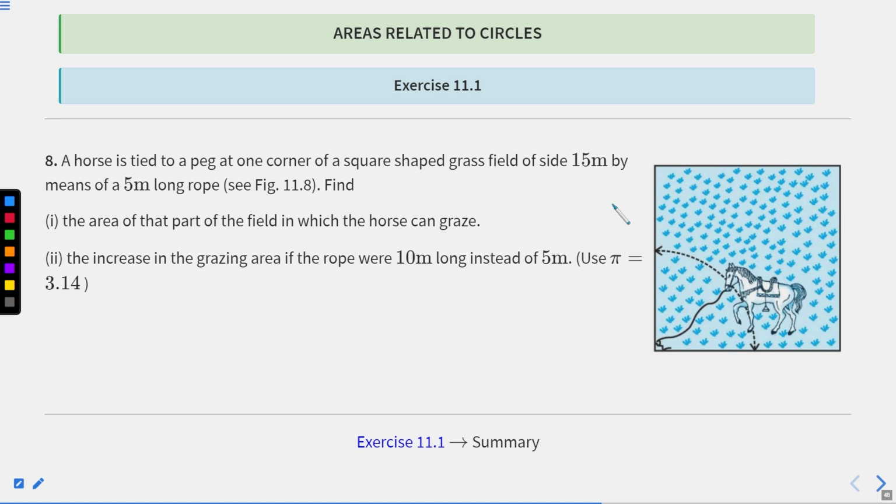Now let us move to question number 8. In this question, it says a horse is tied to a peg at one corner of a square shaped grass field of side 15 meter by means of a 5 meter long rope. See this figure. Find the area of the part of the field in which the horse can graze, and the increase in the grazing area if the rope were 10 meter long instead of 5 meter. Here you can use pi as 3.14. So let us see how to solve it.